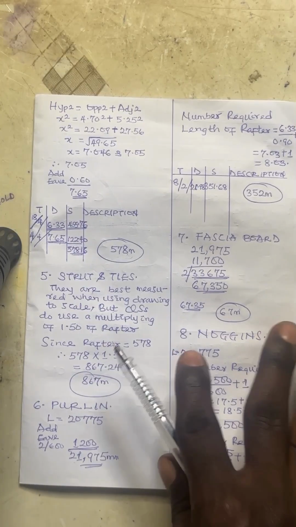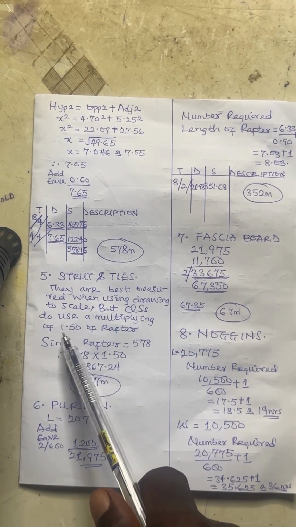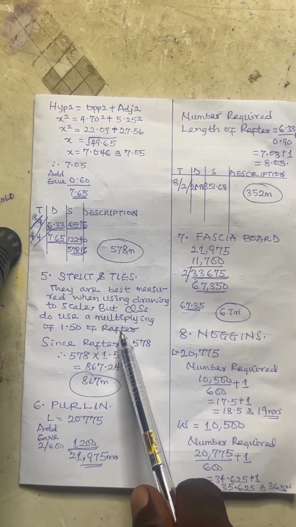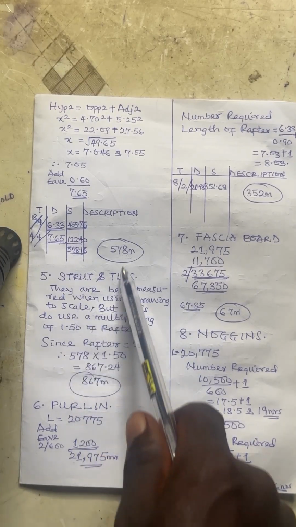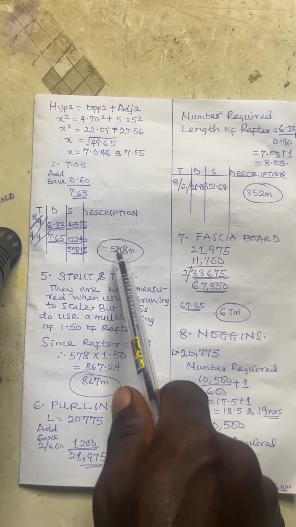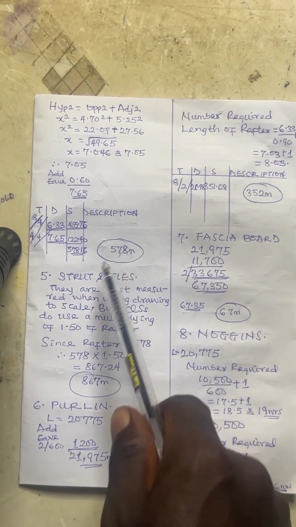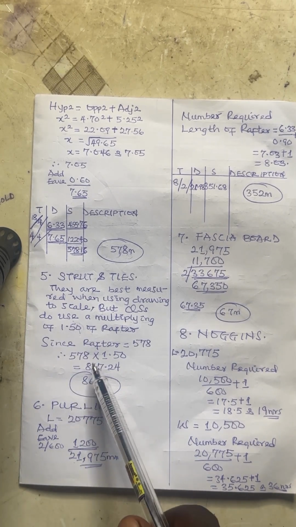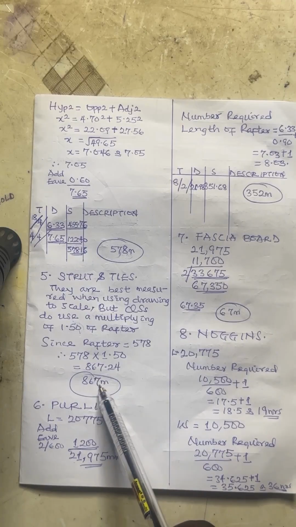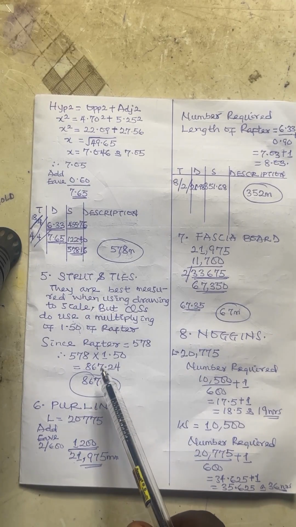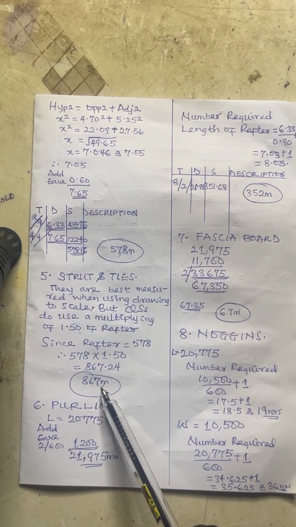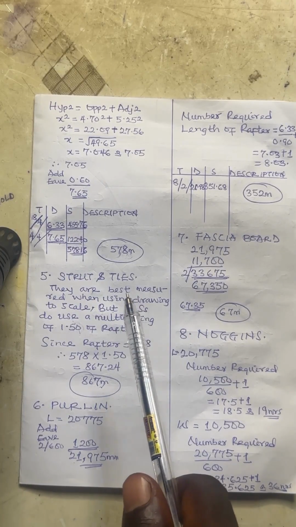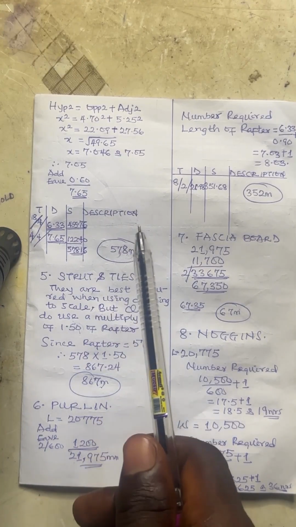So many QSs use a multiplying factor of rafter, which is 1.5 of rafter. And we already know our rafter here that it is 578 meter. So 578 meter multiplied by 1.5, which is the multiplying factor. So we are going to have 867.24, and that's 867 meter. I hope we understand my opinion.